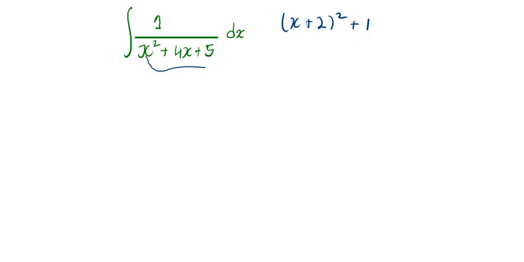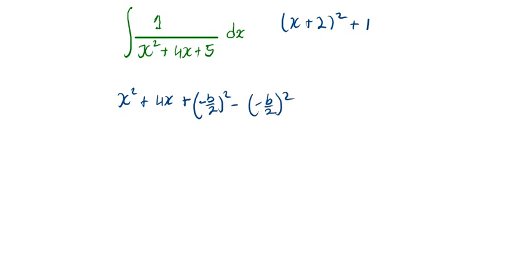How you complete the square here is very simple. You take your x squared plus your 4x, and then you add minus b over 2 squared, and remember we still have a plus 5 there. So you have x squared plus 4x plus, what is my b? My b term is the 4 that I have here. So that would be minus 4 over 2, which is minus 2 squared, and also minus 2 squared here, plus 5.